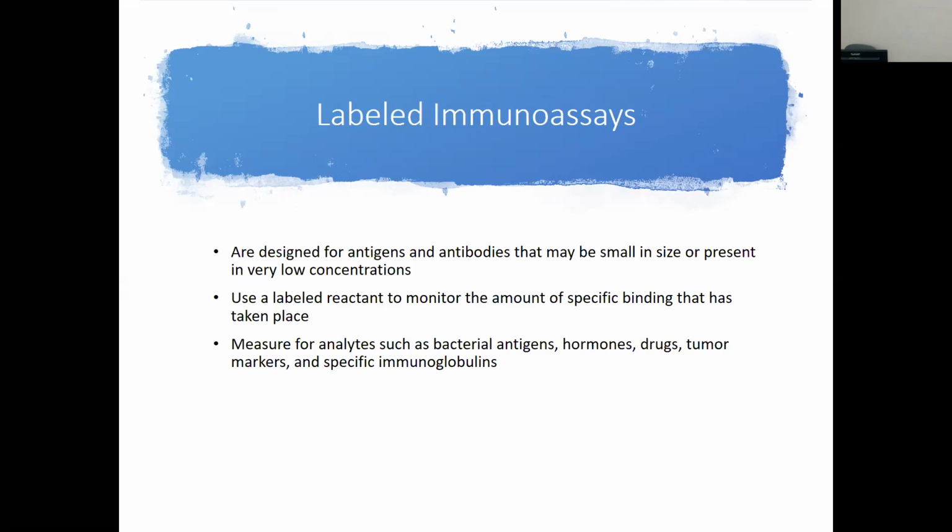So the labeled immunoassays are designed for antigen-antibody detection, one way or the other. We're going to use those together. So we may be looking for the antigen, and so we'll use an antibody. We may be looking for the antibody, so we use an antigen, but we'll also use a secondary antibody in a lot of these cases. The good thing is that we can detect low concentrations.